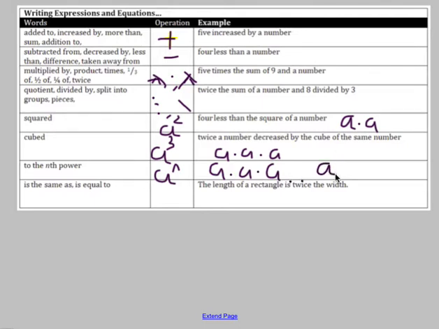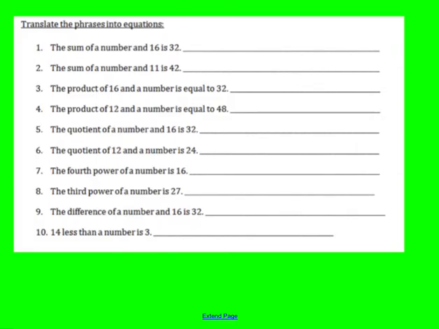Then finally, is the same as, or equals? That means you need to put in an equal sign. That's where the equal sign comes in. So what we're going to do is practice translating some phrases into mathematical terms, into equations. The sum of a number and 16 is 32. Whenever I see the words a number, I'm going to use the variable x. Sum means adding, so a number plus 16 is going to be equal to 32.